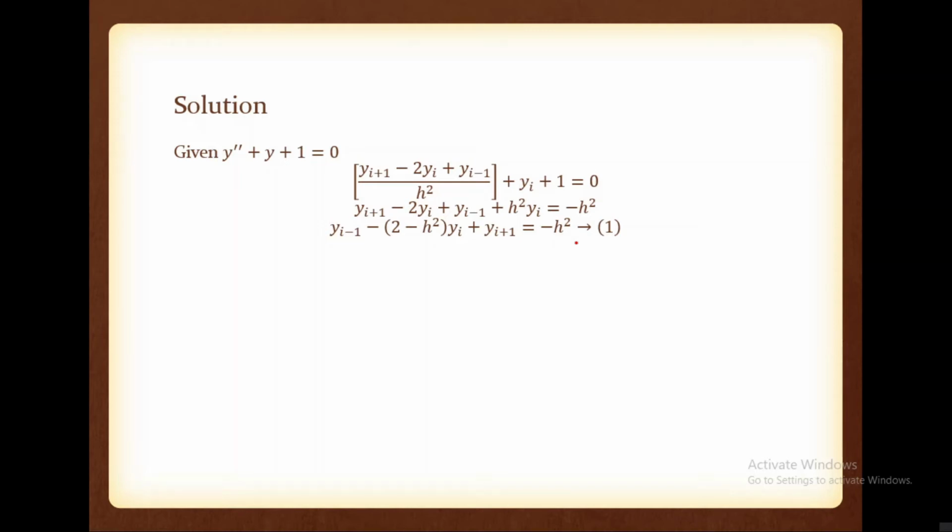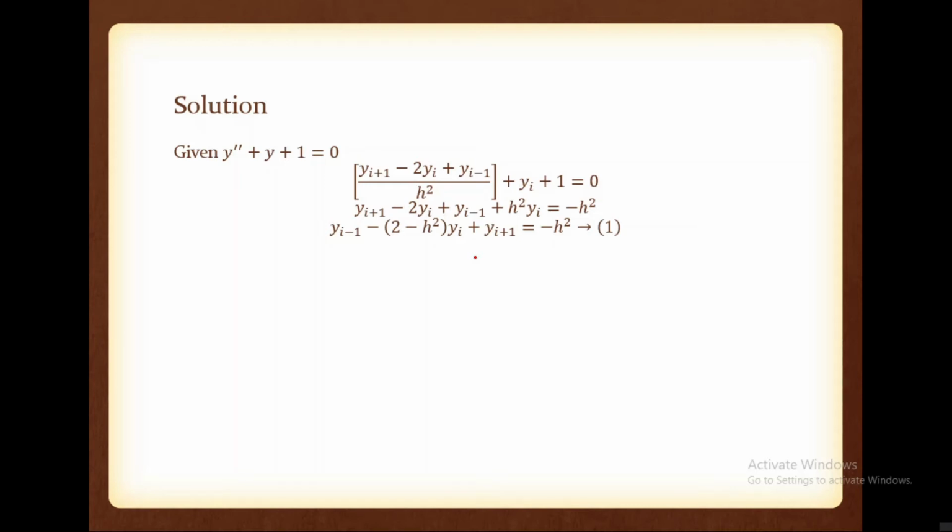You can note one thing: I am always starting from the y_{i-1} term. It will help us when you are substituting different i values. Always I am starting from the lowest one, previous value to next value. That way I am writing the equation: y_{i-1} - (2 - h square) y_i + y_{i+1} equal to minus h square.